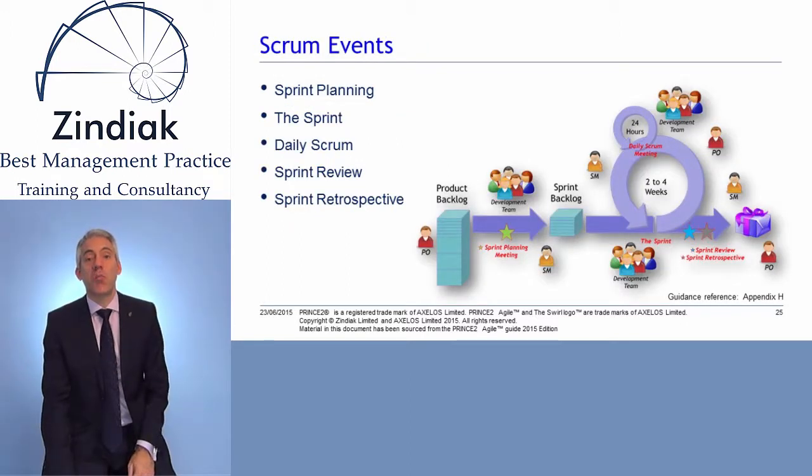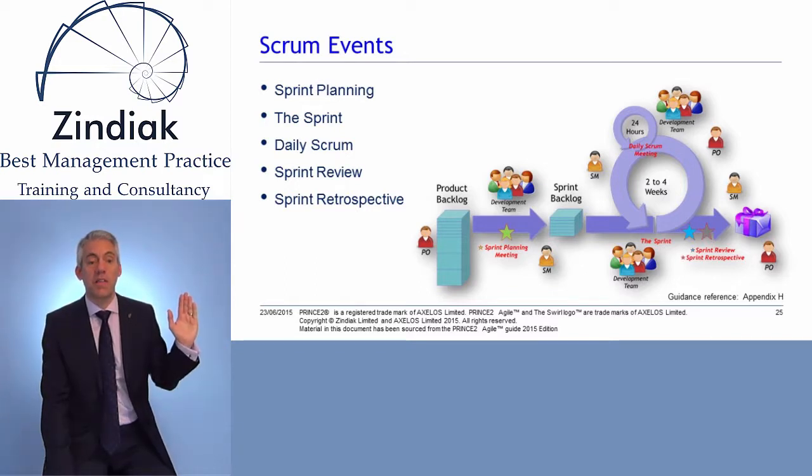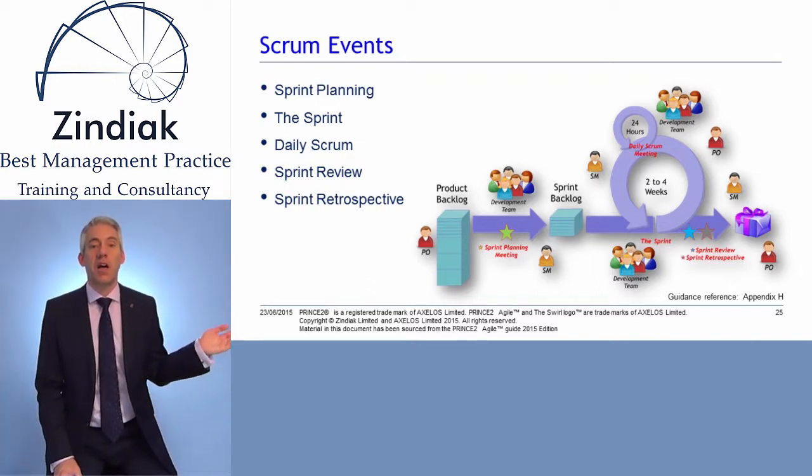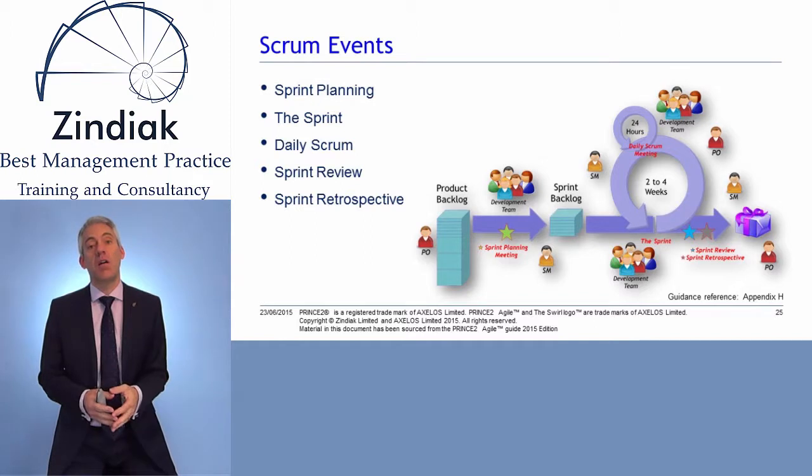We now come on to Scrum Events, and there are 5 Scrum events that are prescribed within Scrum: sprint planning, the sprint, the daily Scrum, the sprint review, and a sprint retrospective. And they're shown in this diagram on the slide here. You can see it starts on the left-hand side with the product owner who creates the product backlog. That is simply a list of all the products we want the development team to deliver. And that's a prioritised list.